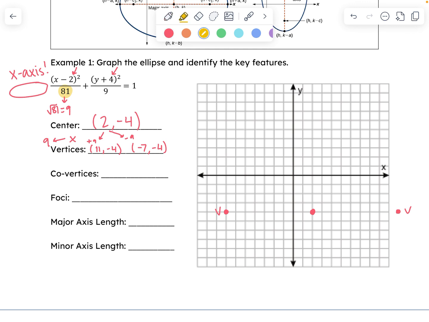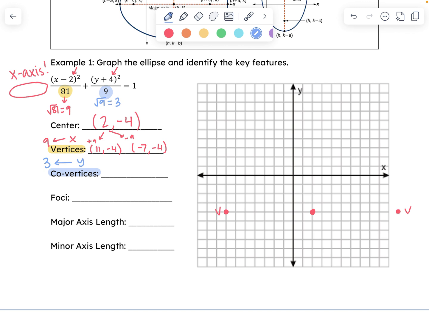Now, my co-vertices come from my other number. My co-vertices come from the other denominator, which is that 9. Remember, we have to take the square root of it, so that's going to give me 3. And since my vertices went with my x, my co-vertices are going to go with my y.